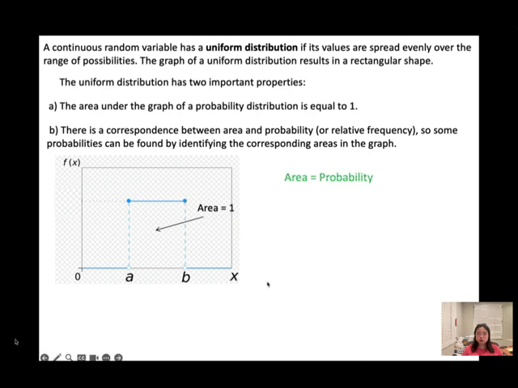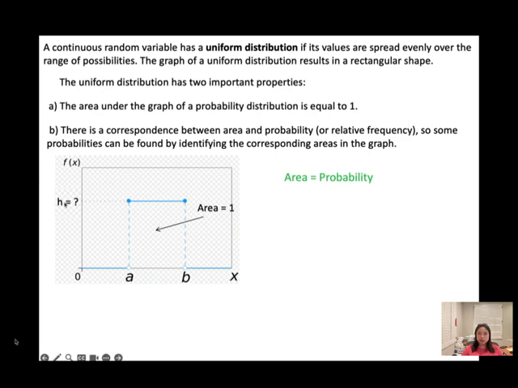So I want you guys to write it down. This is talking about area equal to probability. So every time for the uniform distribution, when they say find the probability, it means they are looking for the area. Okay, one more time. Area equal to probability. So every time we're looking for the probability in the uniform distribution, it means we are looking for the area. Okay?